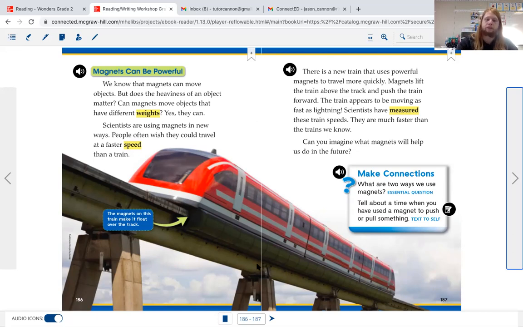Yeah, this is cool. So basically, there's magnets underneath the train and on the rail, and it causes the train to lift up and it'll push forward. It's super cool.